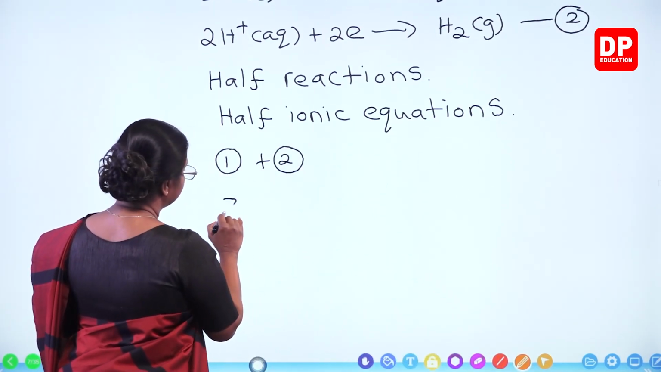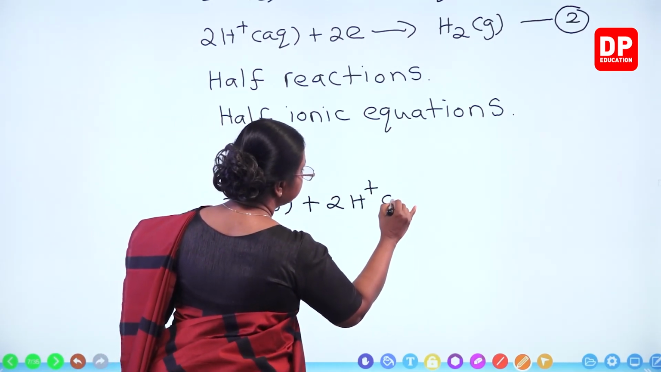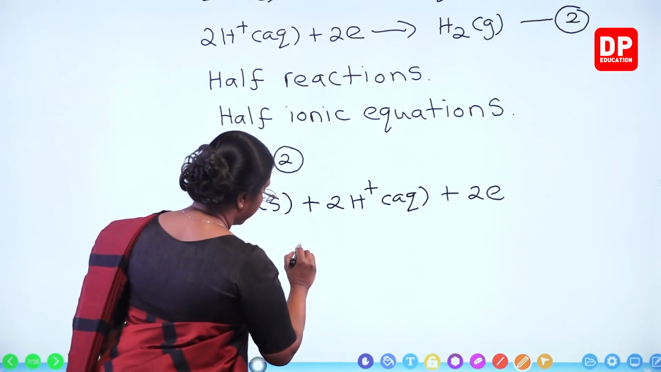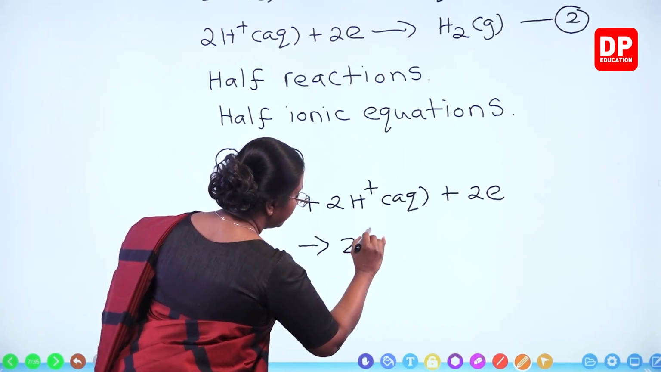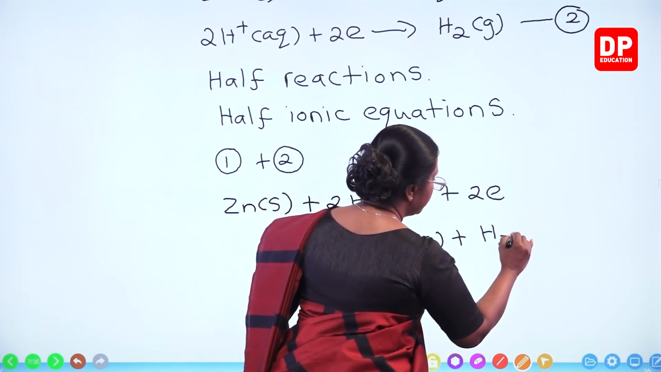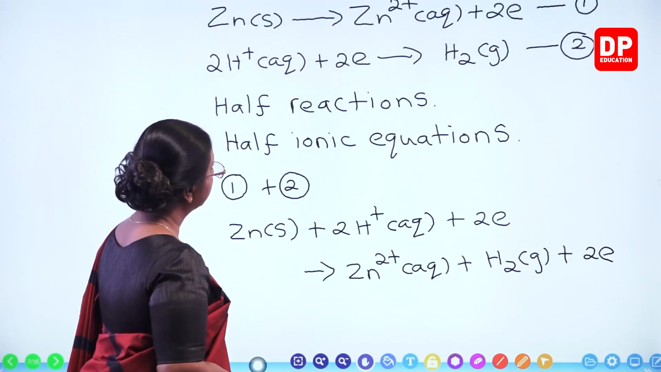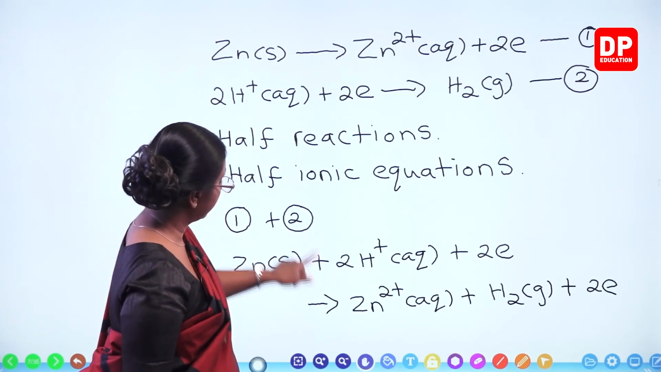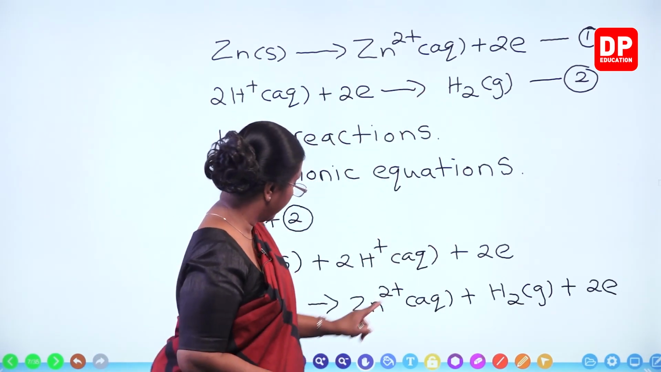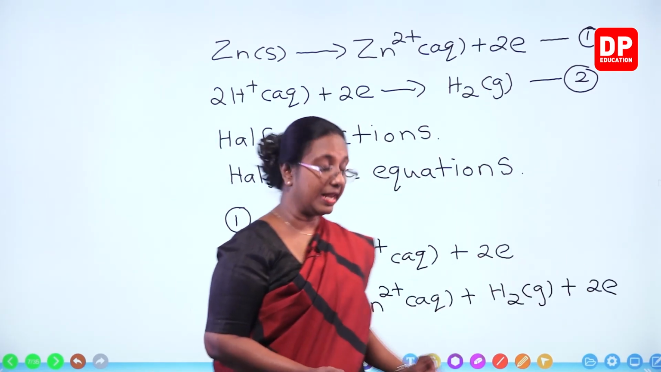When you add them together, zinc solid plus 2H plus aqueous plus 2 electrons give rise to Zn2 plus aqueous plus H2 gas plus 2 electrons. You can compare. Now zinc solid plus 2H plus aqueous plus 2 electrons. And on the product side, you have zinc 2 plus aqueous, you have H2 gas, and again you have 2 electrons.